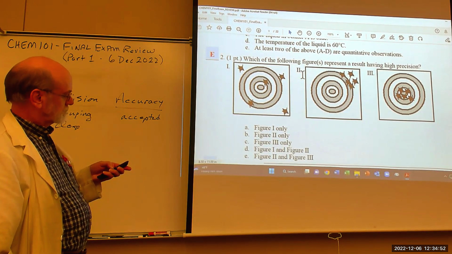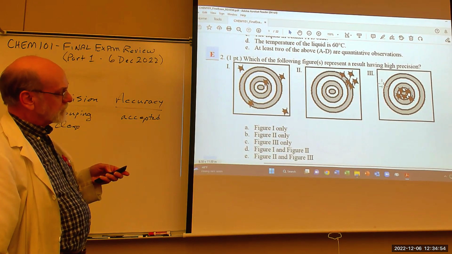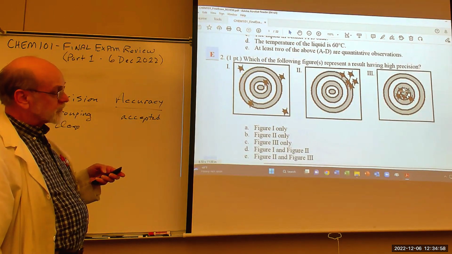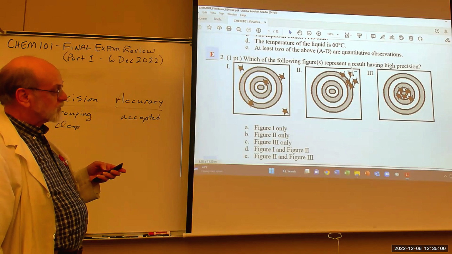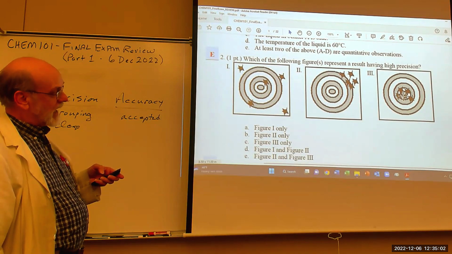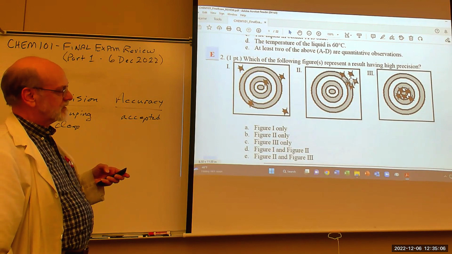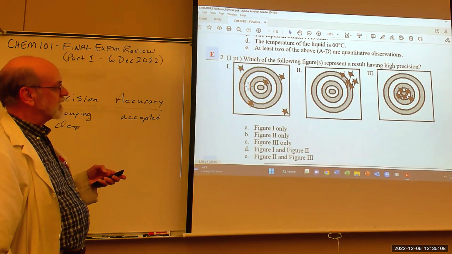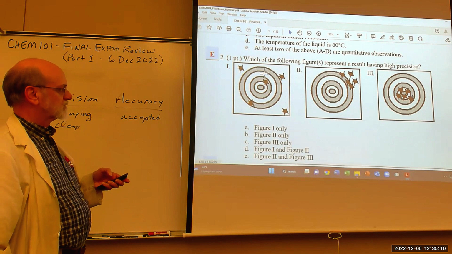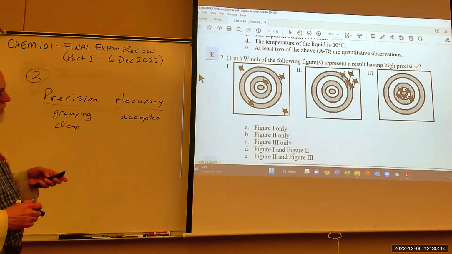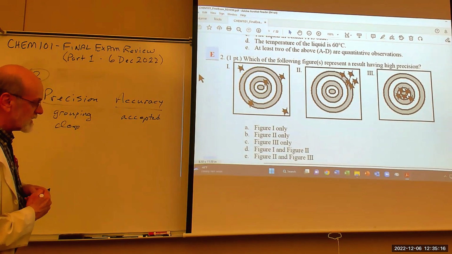2 and 3. You got a grouping there, you got a grouping there. This is also precise. This one is also accurate, excuse me, accurate and precise. This one is not accurate and precise. And this is neither. So 2 and 3 satisfy the conditions, which would be E.